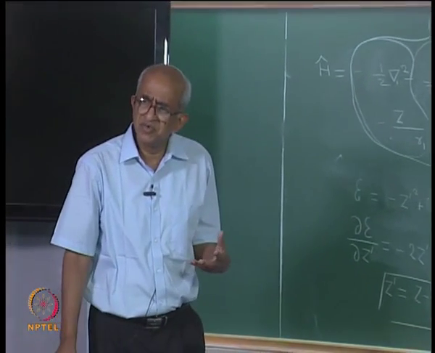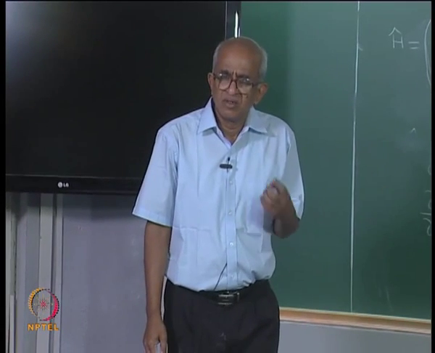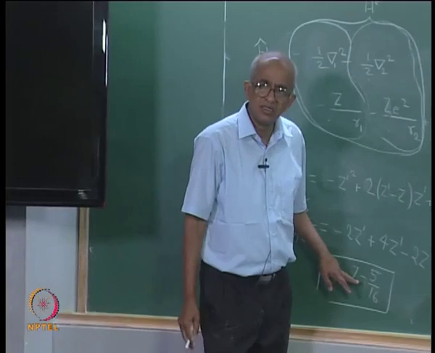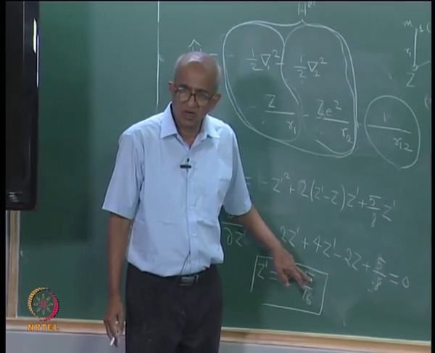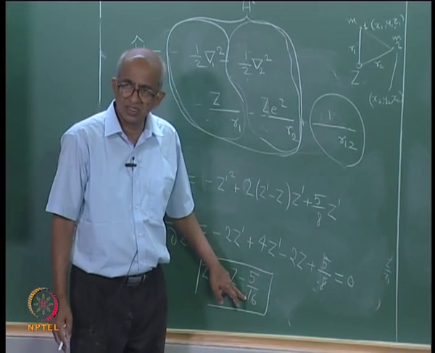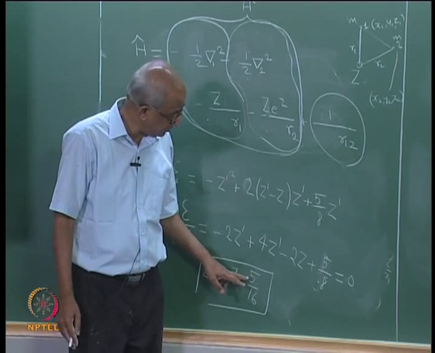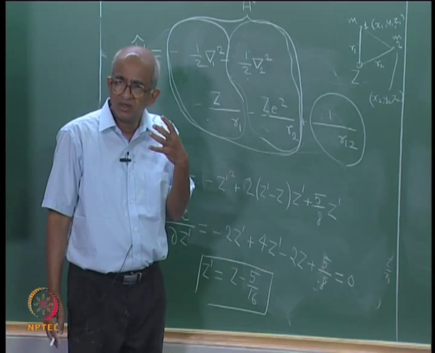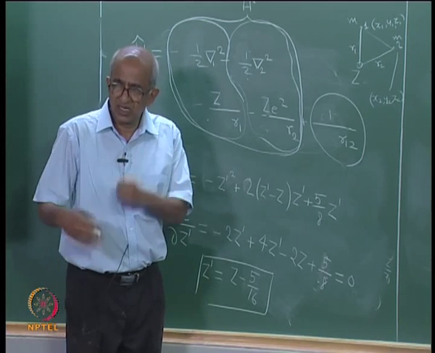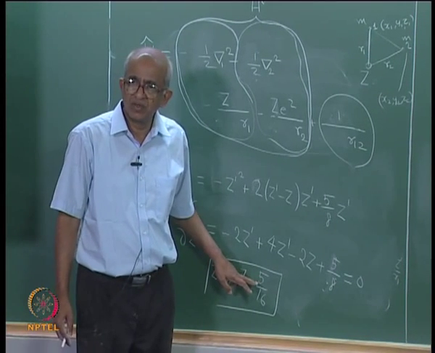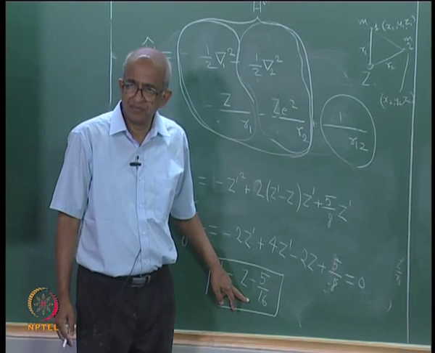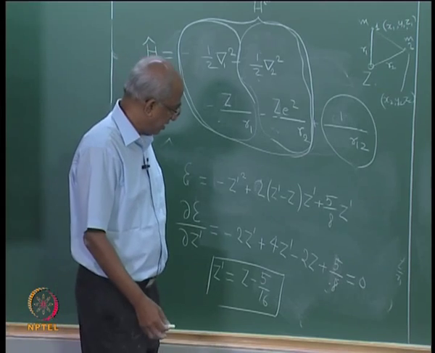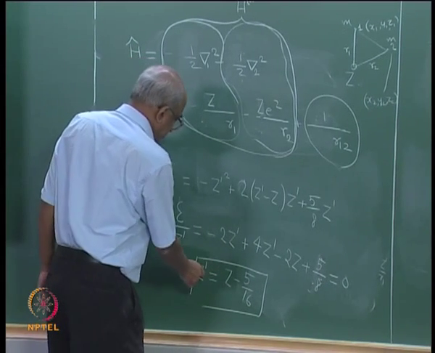And what does this mean physically? The effective nuclear charge that the electron feels is actually less than z. By how much? It is less by 5 by 16. So you can refer to this as a screening factor. The electron 1 is screened by electron 2 to the extent of 5 by 16. This may be referred to as a screening factor, and this is our z prime.